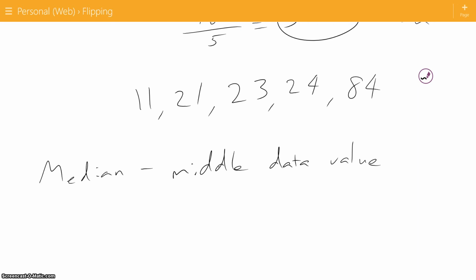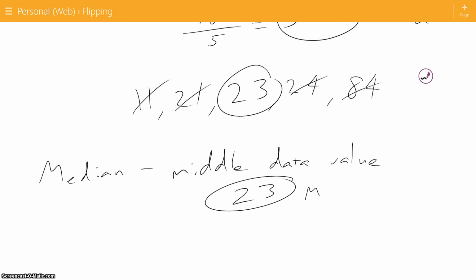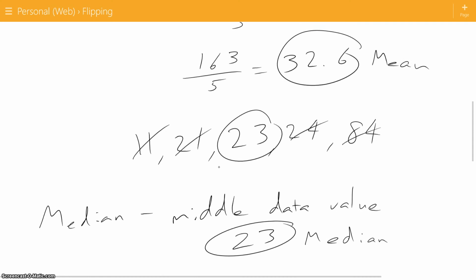So let's find the median for this data set here. So 11 is my lowest. I'm also going to get rid of my highest there, the 84. I get rid of 21, get rid of 24, I'm left with 23. 23 is the median. That's it. Notice how we've got a difference between our median for the value and our mean.